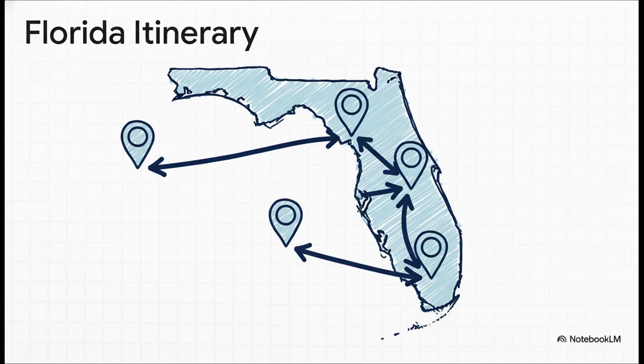So here's how it works with our route. We draw our first vector, our first arrow, from our start in Tallahassee to Jacksonville. Then, right from the head of that arrow in Jacksonville, we draw the tail of our next vector, pointing to Daytona Beach. And we just keep doing that, chaining them together, tail to head, for the entire trip.